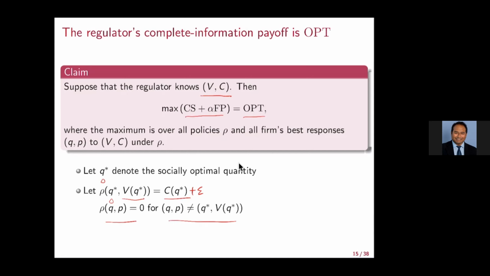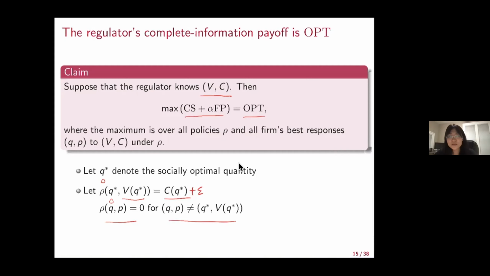Hi, Yingni. Just for clarification again, we claim if the regulator knows V and C, then what is the role of alpha then? Because I can always take the surplus, right? Which is your integral minus your cost. And then alpha will be 1 in this case. So what is the role of alpha when the regulator knows exactly what V and C are?